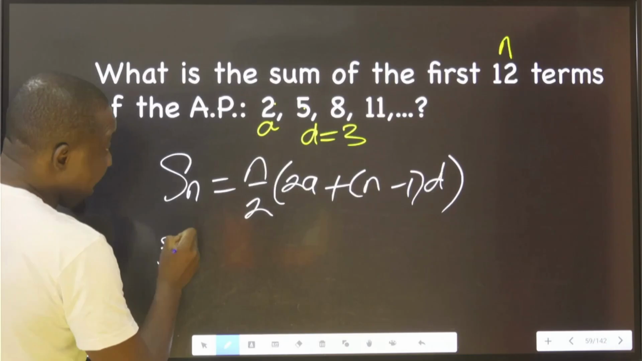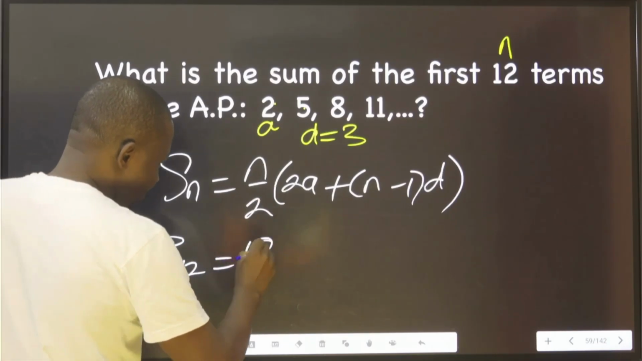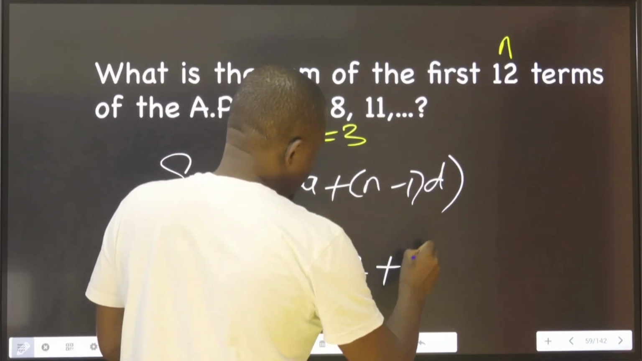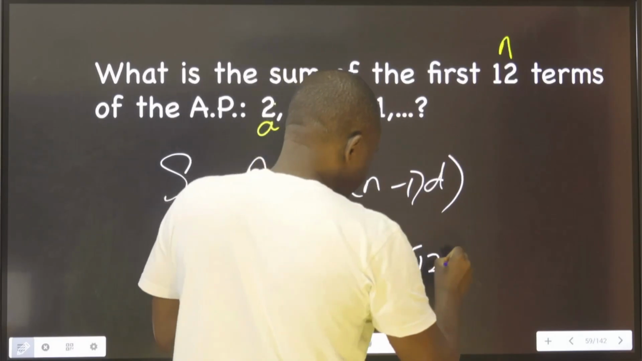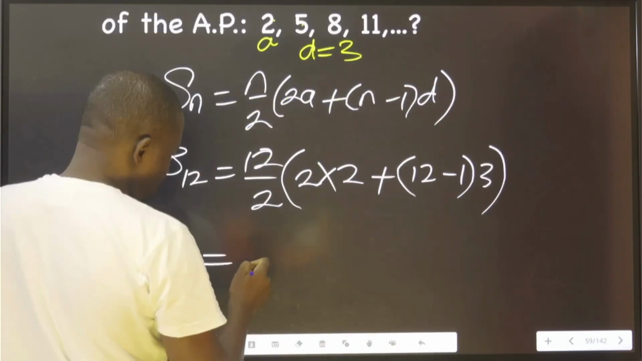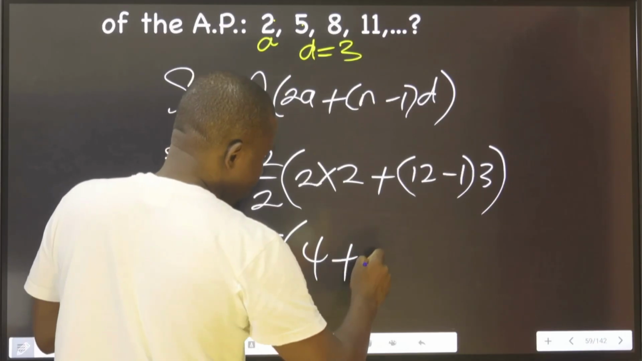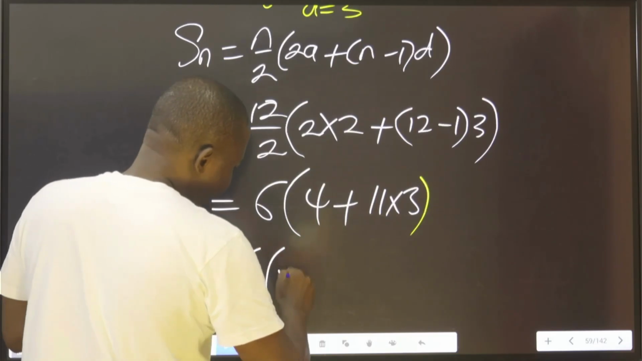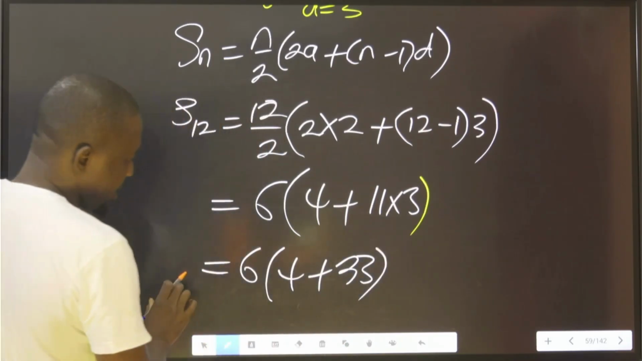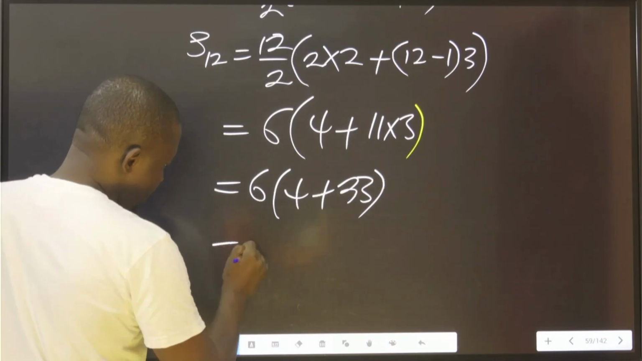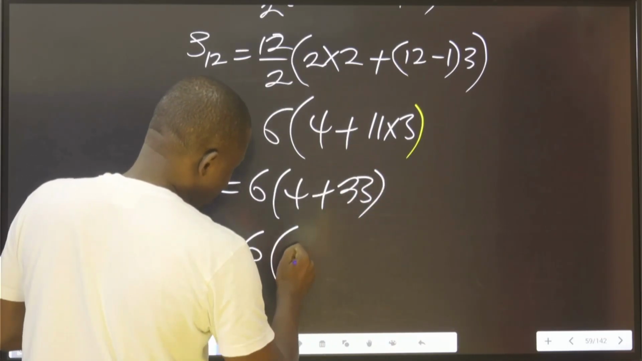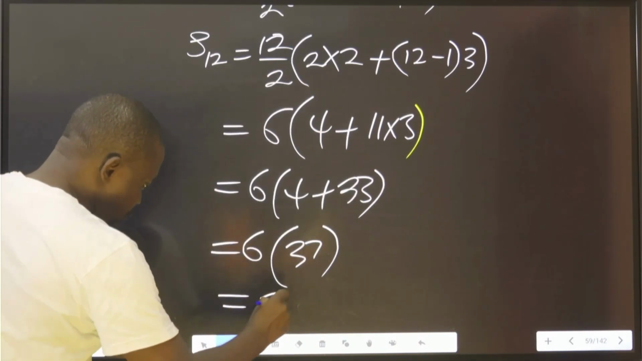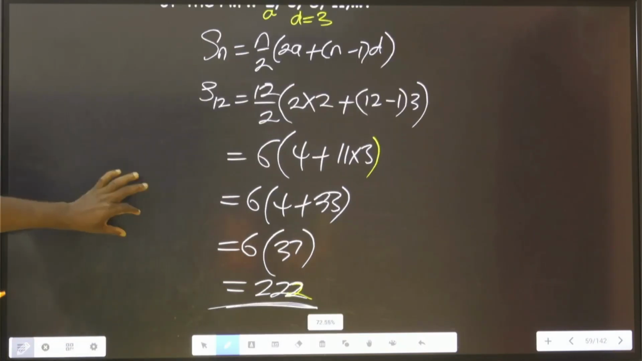So if we substitute here, this is 12 over 2. 2 multiplied by a, which is 2, plus n, which is 12, minus 1. The common difference is 3. You agree with me? This is 6, 4 plus 11 multiplied by 3, which is actually 6, 4 plus 33. This is 6. This plus this is 37. 6 multiplied by 37. You agree with me that this is 222. Hope this is understood.